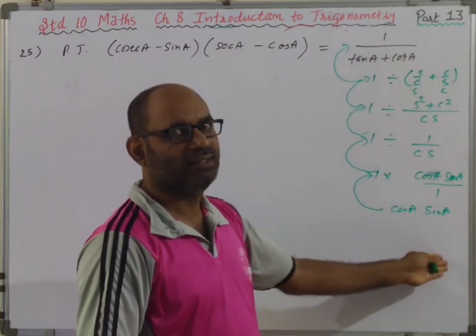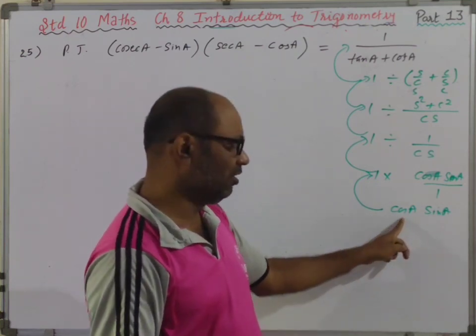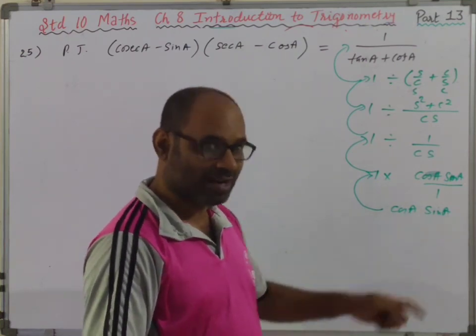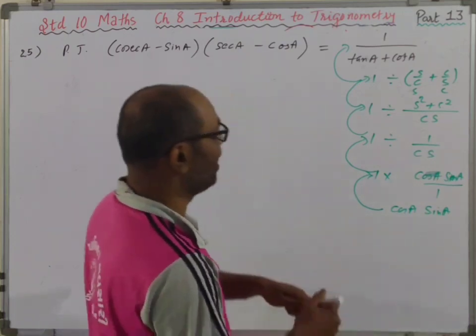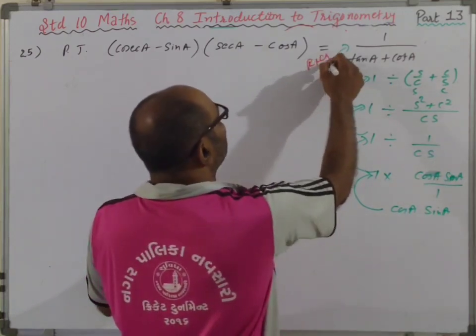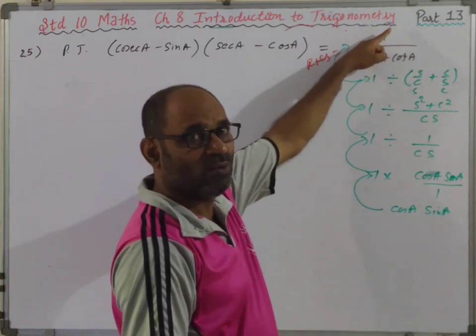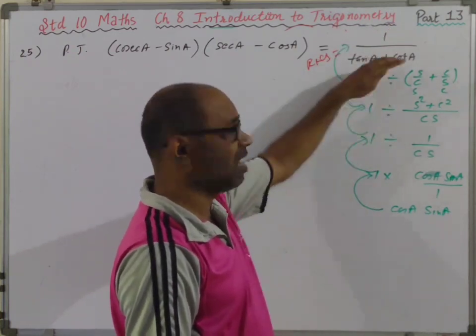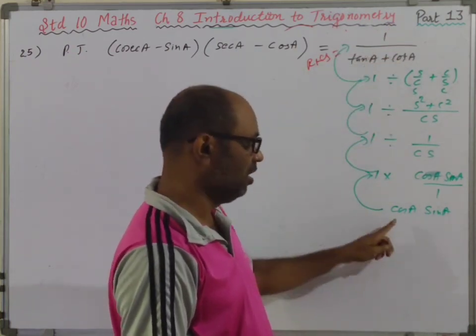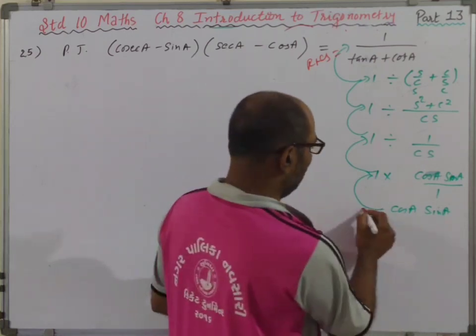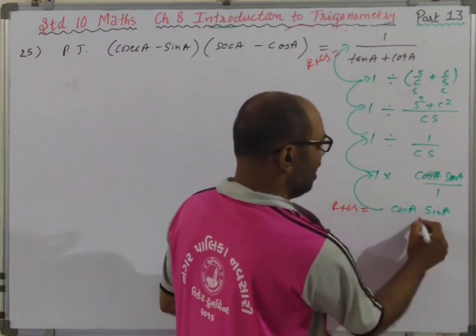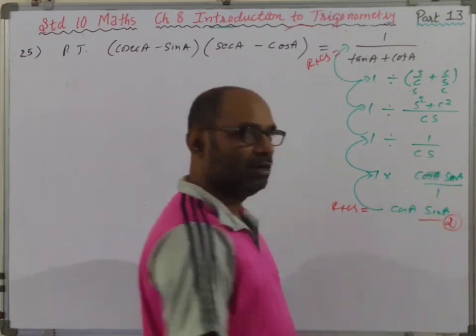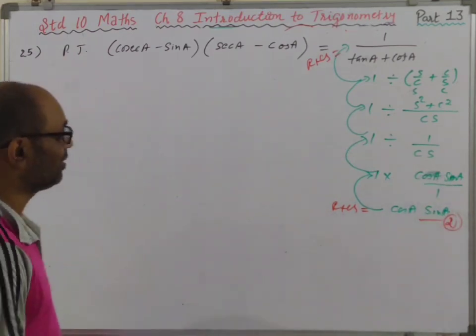This is result 2. What is result 2? Cos, you please do it, I have already done it. I have picked up the right hand side, understand it like this. Right hand side 1 upon this, then transforming everything into sine and cos. So finally I got this. All right, this is RHS. I got result 2. Let us look at result 1 properly.